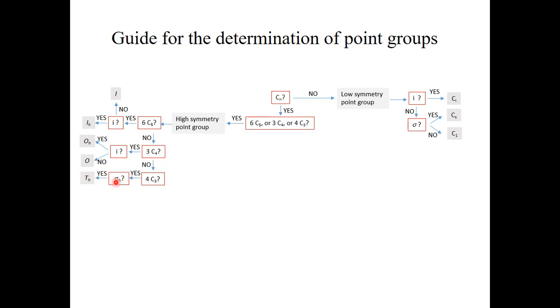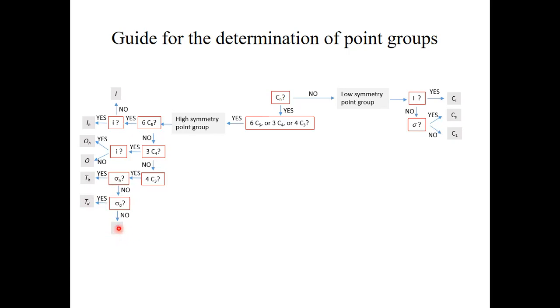Sorry, if the answer is no, then we ask, do we have dihedral mirror planes present? If that answer is yes, then we have the point group Td. If the answer is no, then we have the point group T.